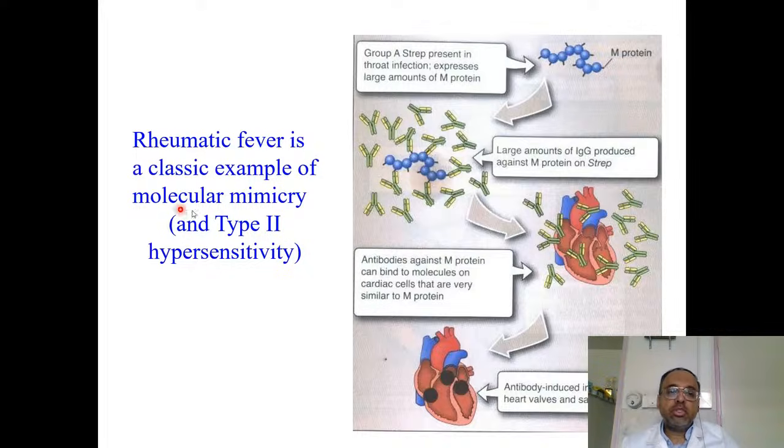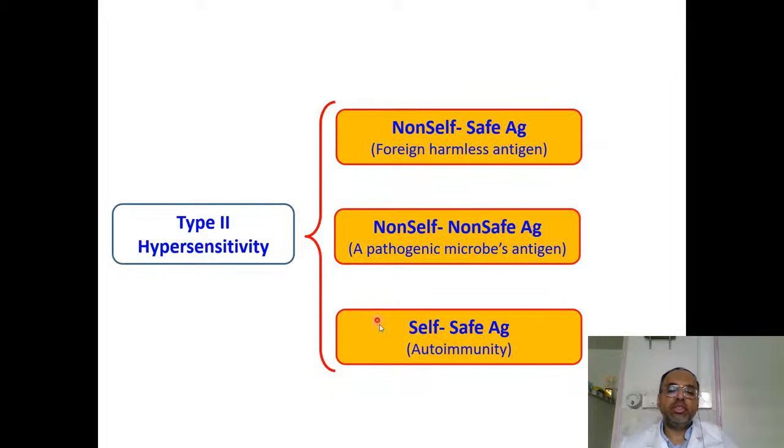And by the way, this process is called molecular mimicry. Molecular mimicry means similarity between molecules, similarity between our own molecules or our own antigens with a streptococcal or a bacterial or infectious agent's antigens. So acute rheumatic fever is not a classical autoimmune disease, even though our own tissues are damaged.